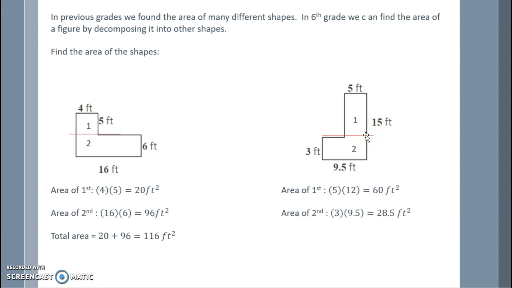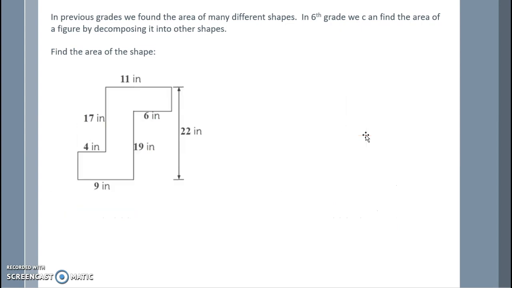The area of the second rectangle is 3 feet by 9 5/10 feet, which is 28 5/10 feet. So if I were to add their areas together, we would get 88 5/10 of a foot.